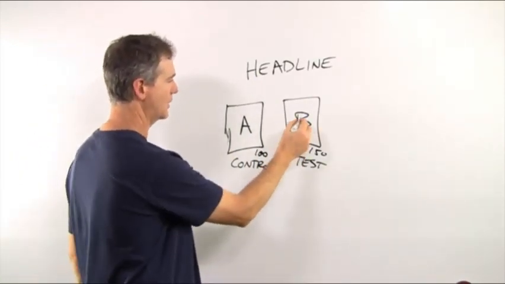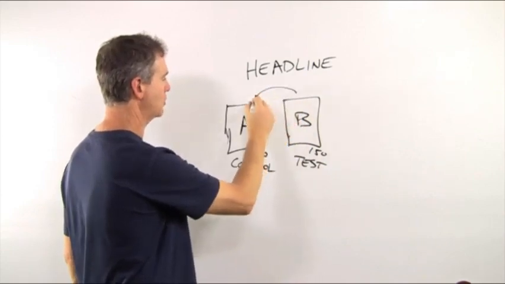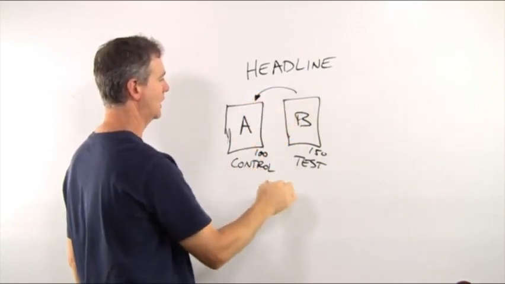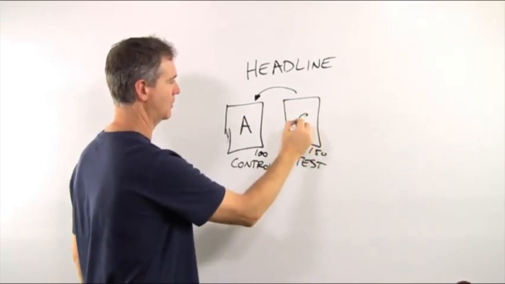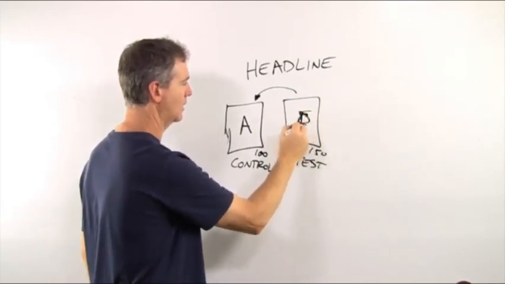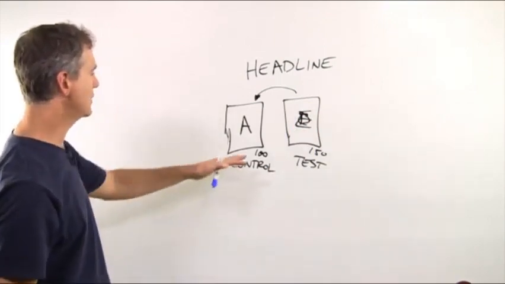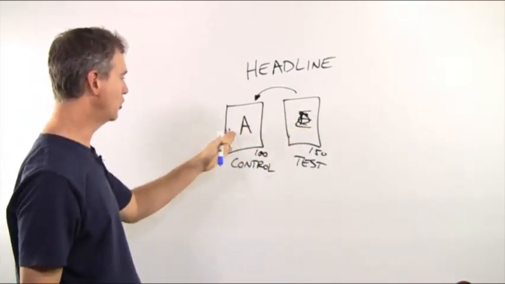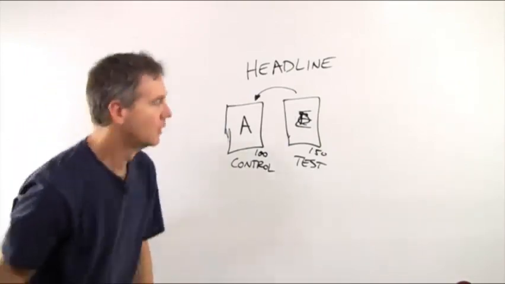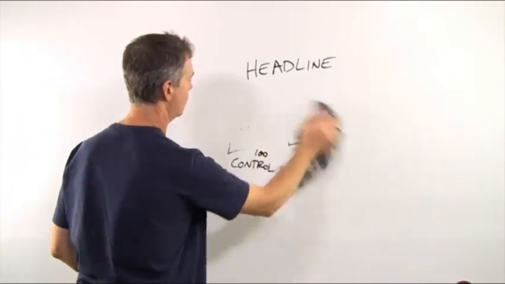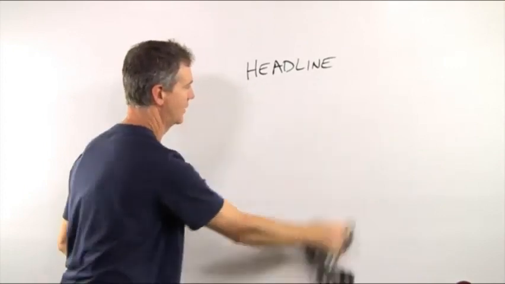Then this B becomes your new A, your new control. Then you come up with another one, and this is going to end up being C or D or E or whatever. But basically, whatever wins becomes your new control. Okay, so we test headlines. Number one, easiest thing to test.